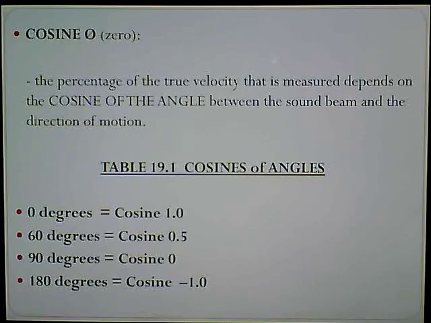180 degrees, which is on the opposite side of 0, is a negative 1.0, or negative 100% accurate. The negative is basically hinting to you that blood is flowing away, which is a negative Doppler shift.